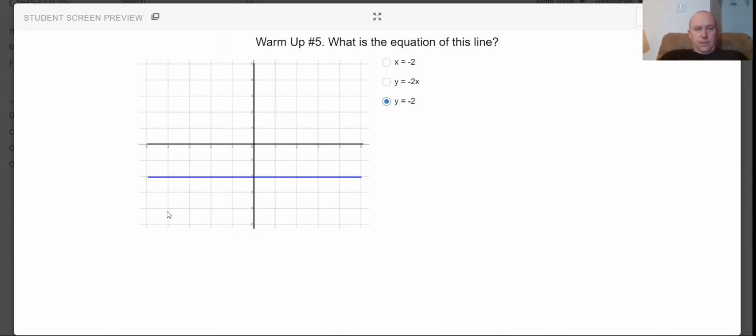Notice the ones with 1 letter are either horizontal or vertical, so I can eliminate this answer here. The ones with 2 letters are diagonal lines. So this would actually start from 0 and go down 2 and across 1, because that's what a slope of -2 means.